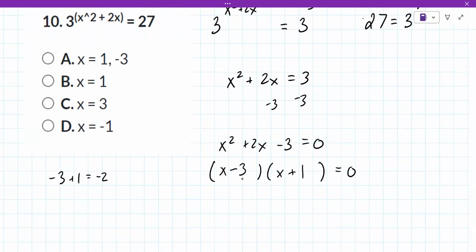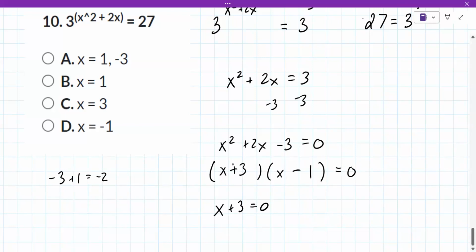What change should we make? Because -3 and 1 do multiply to -3, but they have to add to +2. So we would change it to a -1. And what about the -3? We can change it to positive. Yes, there we go.